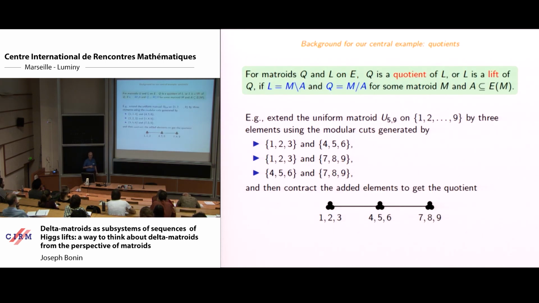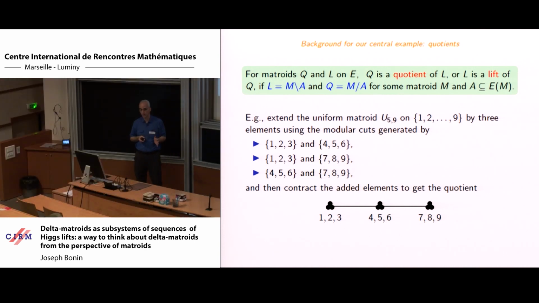Another bit of background that's going to be very important in this talk is quotients, lifts, and in particular Higgs lifts. So let me remind you of these things. If you take two matroids Q and L on a set E, we say that Q is a quotient of L if there is some big matroid M for which L is a deletion of that matroid, and Q is the corresponding contraction. So in other words, you can take L, add some points to it to get this big matroid M, and then contract those, or look at the matroid from the perspective of those points, and get the quotient. That's what a quotient is.